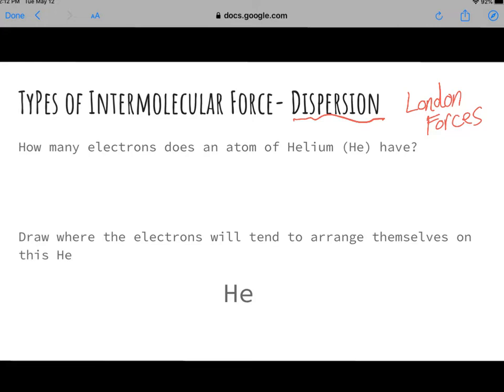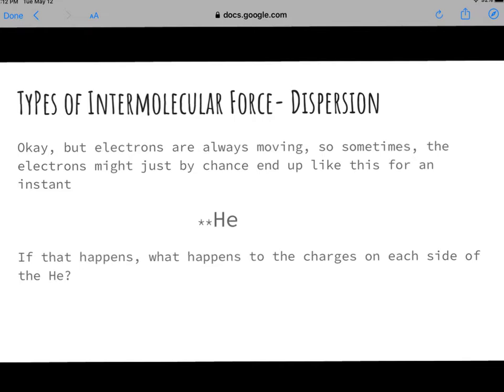If you look at the periodic table, you should see that helium has 2 electrons. And now we know electrons repel because negatives repel negatives, so generally we would expect helium's 2 electrons to kind of be hanging out on opposite sides of the helium like this. However, electrons are constantly moving, they're constantly buzzing around in their little orbitals, and sometimes, maybe just for a second, just by chance, we might end up with both electrons on the same side of the helium, like this, just for a second. So if that happens, think about what does that mean for the charges on the two sides of the helium?